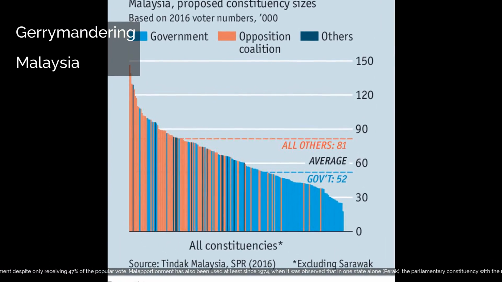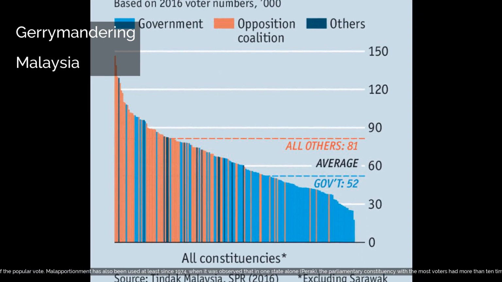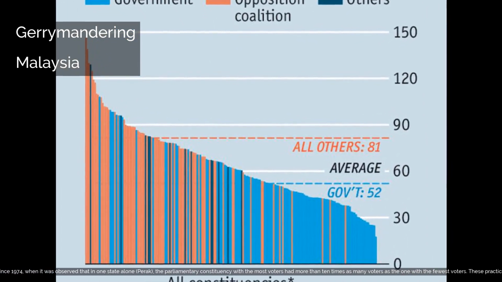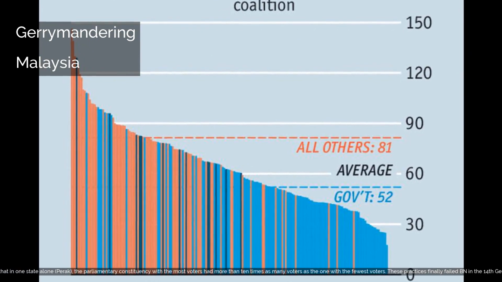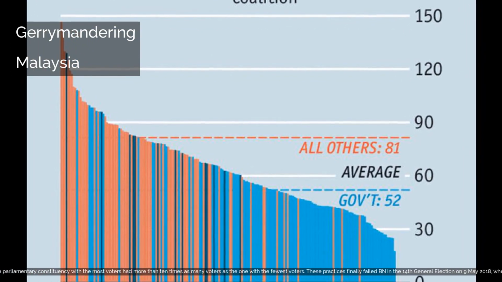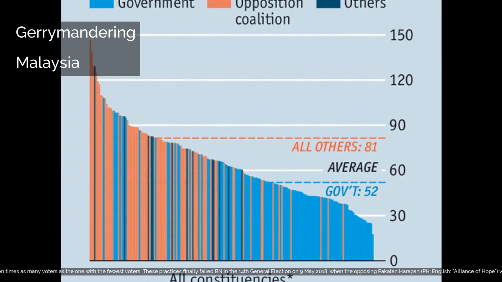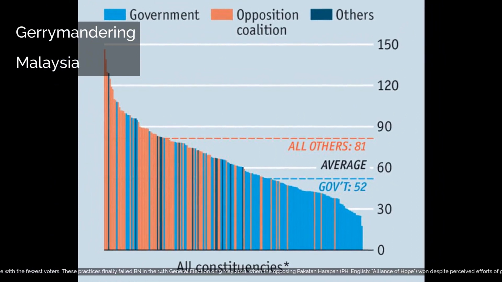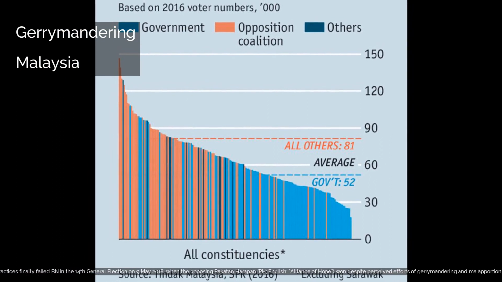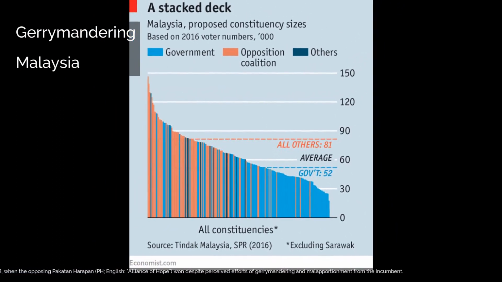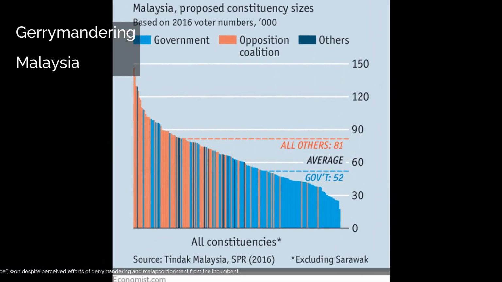Malapportionment has also been used at least since 1974, when it was observed that in one state alone, Perak, the parliamentary constituency with the most voters had more than 10 times as many voters as the one with the fewest voters. These practices finally failed BN in the 14th general election on May 9, 2018, when the opposing Pakatan Harapan (PH), English: Alliance of Hope, won despite perceived efforts of gerrymandering and malapportionment from the incumbent.